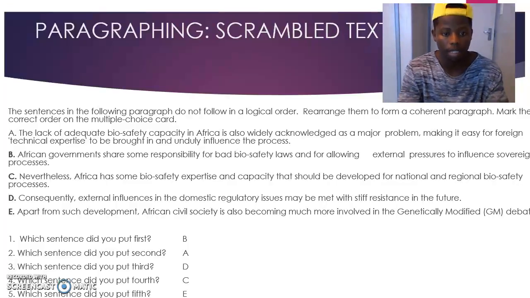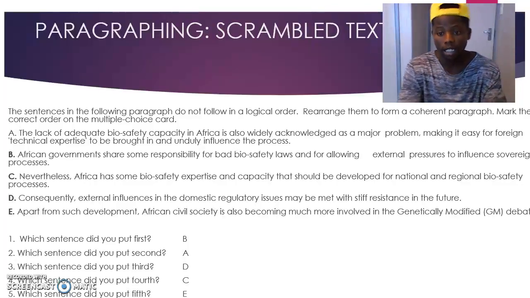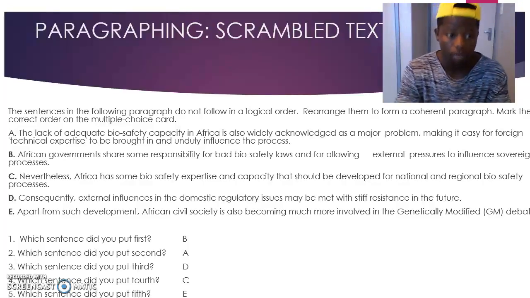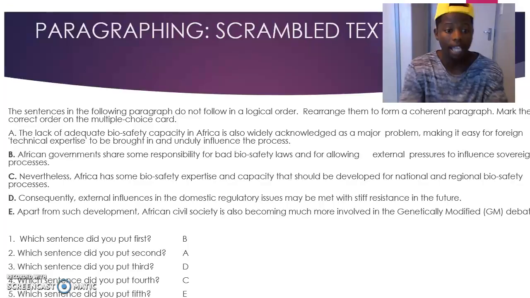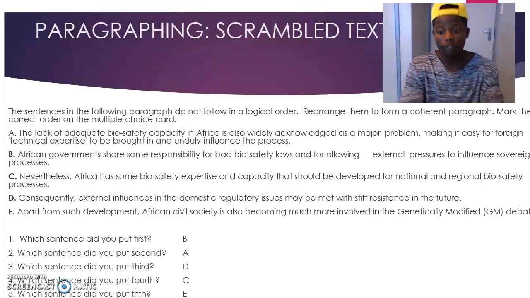African governments shared some responsibility for bad biosafety laws and for allowing external pressure to influence the surveillance process. Nevertheless, Africa has some biosafety expertise and a capacity that should be developed for national and regional biosafety processes. Consequently, external influences in the domestic regulatory issue may be met with stiff resistance in the future. Apart from such development, African civil society is also becoming much more involved in the genetically modified debate.